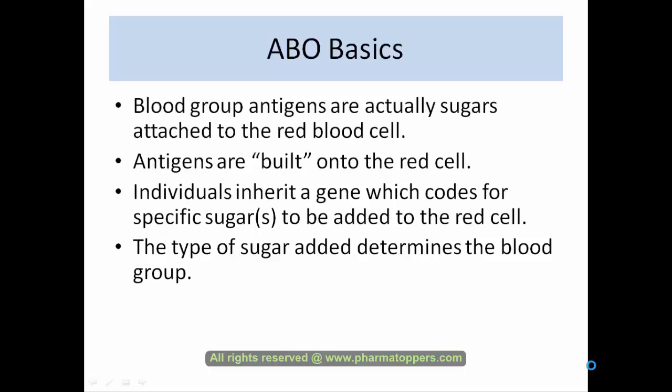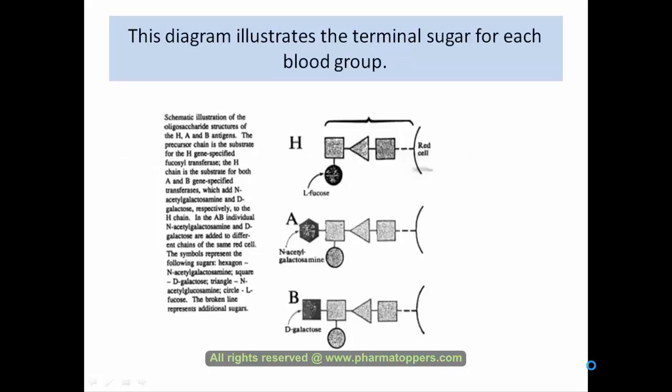First of all, blood group antigens are actually sugars attached to the red blood cell membrane. Antigens are built onto the red cell. Here is the plasma membrane of the RBC having some antigens, which are generally carbohydrates on the surface, which decide whether the blood group is A, B, AB or O. Individuals inherit a gene which codes for a specific sugar, which is added onto the plasma membrane chain, and this decides the A, B, AB and O blood groups. The type of sugar added determines the blood group. So this is the basic.